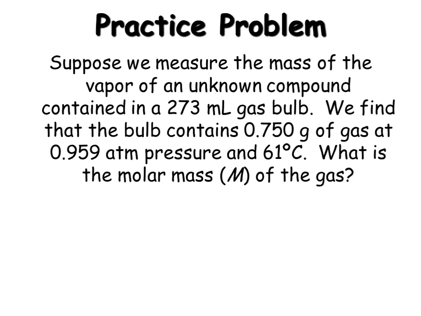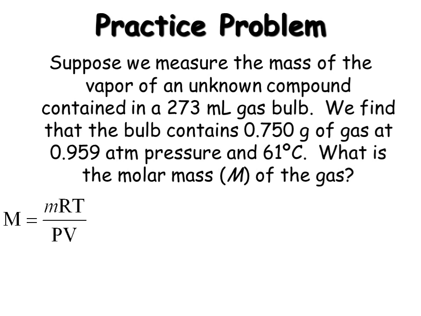So suppose we measure the mass of a vapor, some unknown compound that we've got, and it's in a 273 milliliter gas bulb. We measure the mass of it to find that it's 3/4 of a gram. It's at a pressure of 0.959 atmospheres at 61 degrees Celsius. And so the question is, what would our molar mass be?